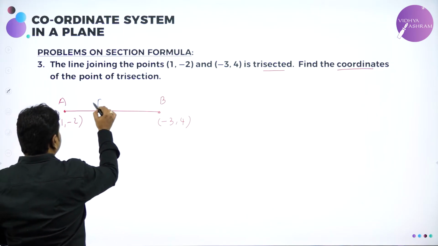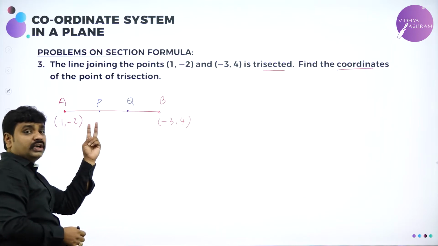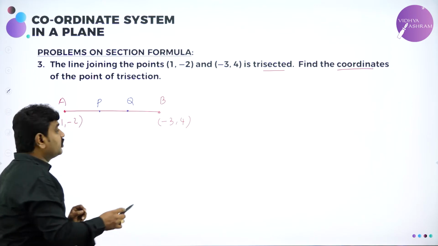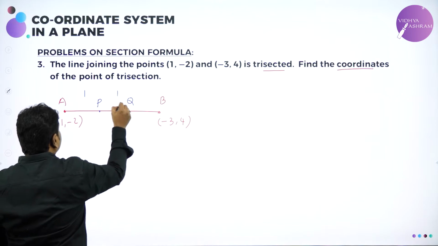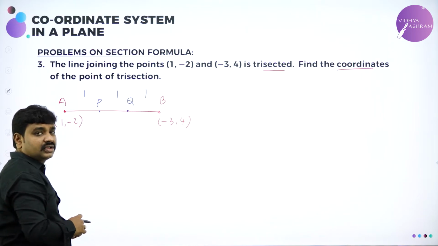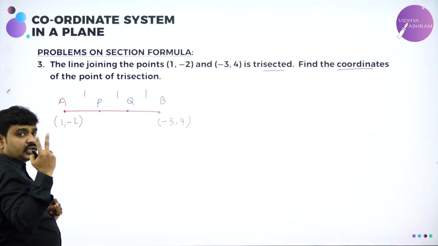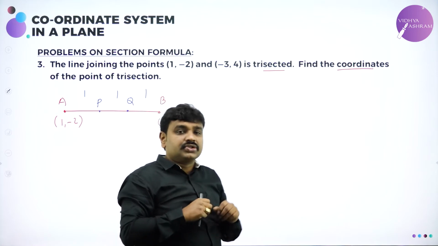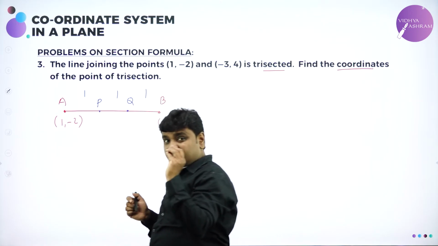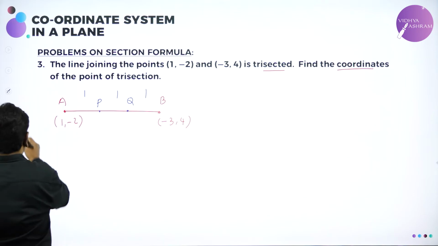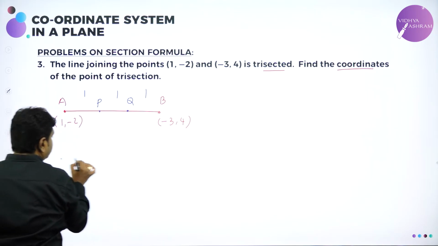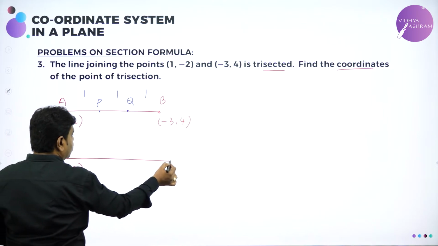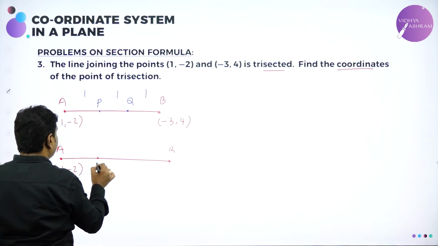If I want to trisect, I need two divisions. So AP is one part, PQ is another part, and this is the third. If you observe, these three should be equal parts. Simply speaking, if you want to trisect, you need two points in between. So now you need to find P and also Q. First we will find P. P is one of the points of trisection. See the diagram, and directly we can use the formula. So A and B, and P is one of the points which divides.